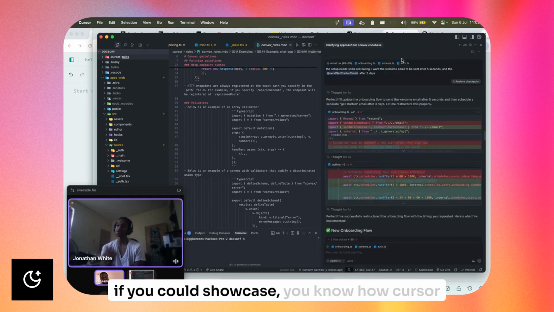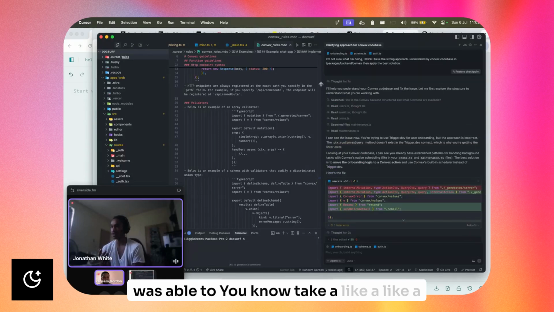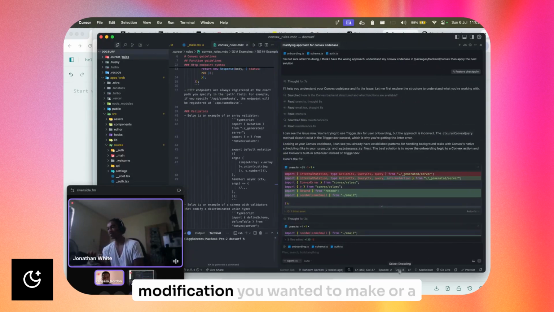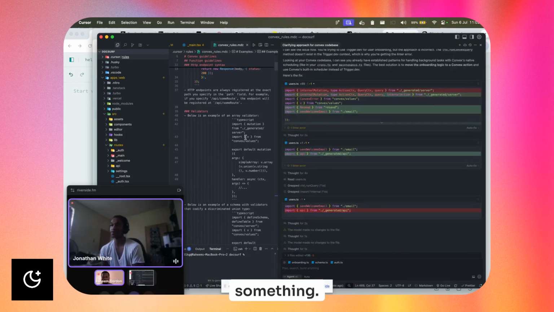So if you could showcase how Cursor was able to take a modification you wanted to make, or a debugging situation, like an error happened or something, you could just show us.